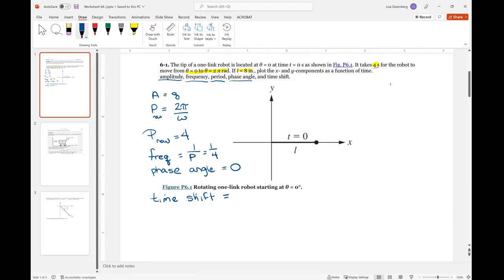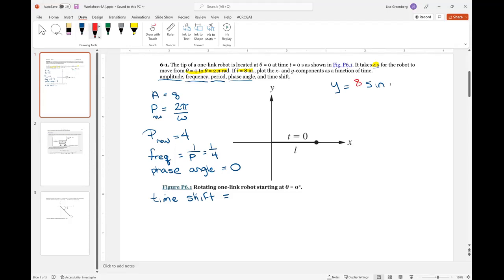here, let me write the original, let's just write the equation out. So we have y equals, and I believe this is a sine function because it says at theta equals 0, the tip is located at 0 at time 0. So at time 0, everything's 0. So that means we have a sine graph. Sine. Our amplitude is 8. That goes at the beginning.